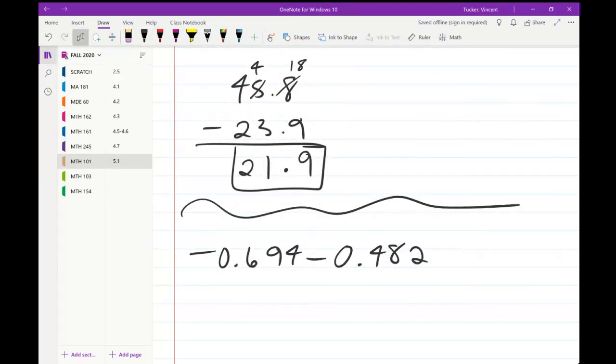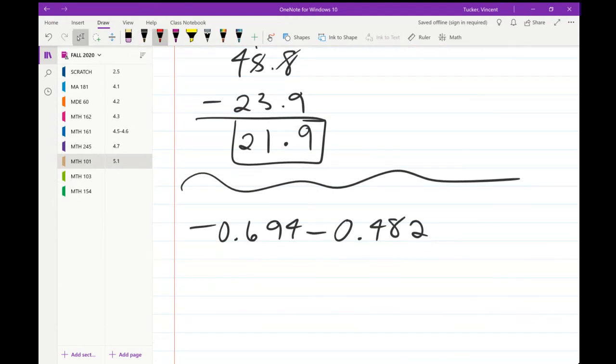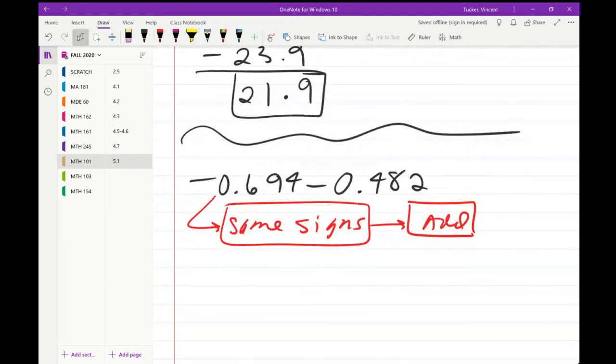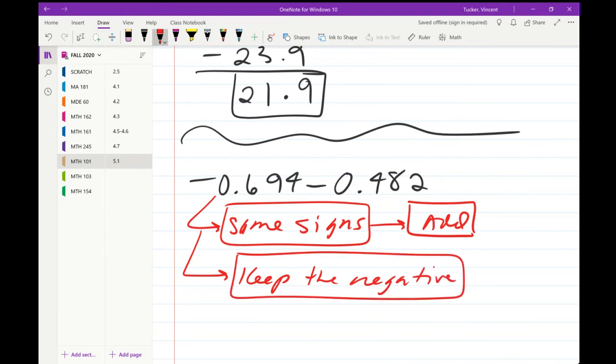All right, so one more before we look to close out. We have negative 0.694 minus 0.484. So here, if we have same signs, don't forget what you would do is actually add. So you will add and keep your negative.